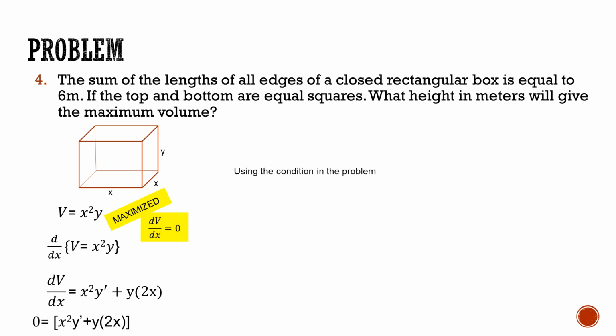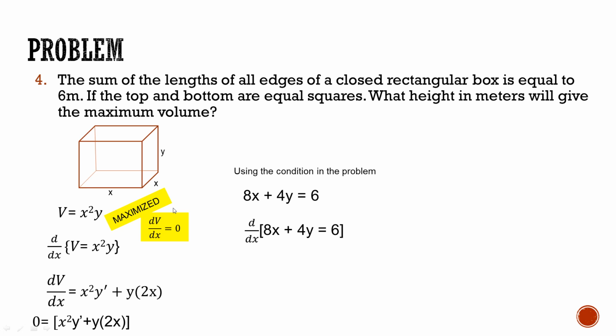Of course, we need to use another condition in the problem. So, what could that other condition be? If we look at it, it says here that the sum of the lengths of all edges would equate to 6 meters. What are the edges? So, we have 4 at the bottom that are x, 4 at the top that are x. So, all in all, there are 8 x. And for y, all in all, there are 4 y. So, 8 x and 4 y would equate to 6 meters. So, that is the condition in the problem.